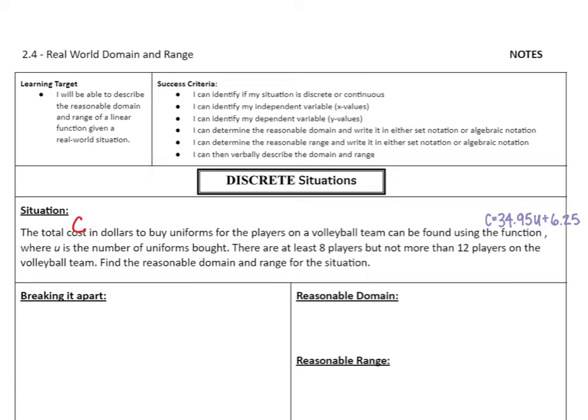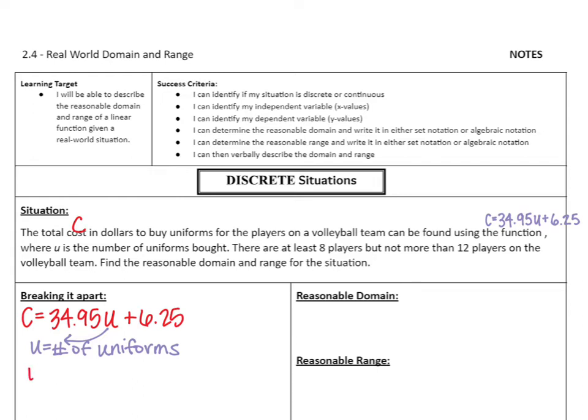Okay, so it tells us to find a reasonable domain and range for the situation. So let's break it apart. The first thing I'm going to do is rewrite my equation, since it gives us the equation, because that can give us some valuable information. So C equals 34.95U plus $6.25. So $34.95 per uniform plus $6.25 extra. And remember, U stands for the number of uniforms, and that is determined by how many players we have. Since I know that, I can identify what my possible value for U is.